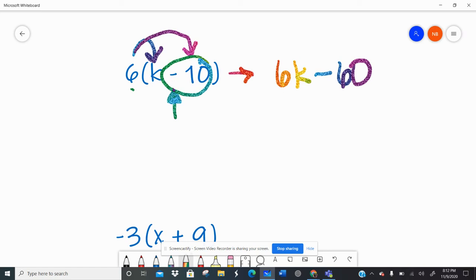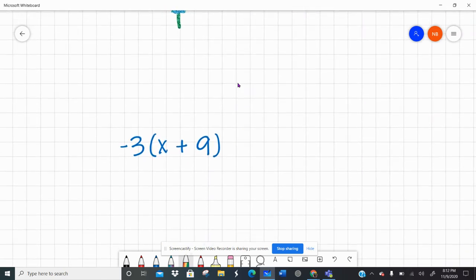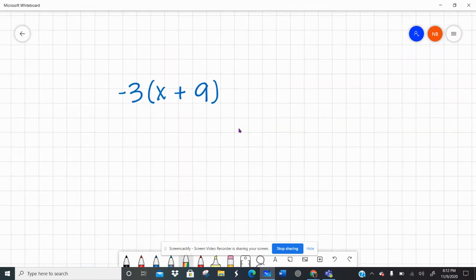So we keep that sign, right? If one's a positive and one's a negative, we're going to keep that. So let's explore some more because we've got to start thinking about our integer operations.